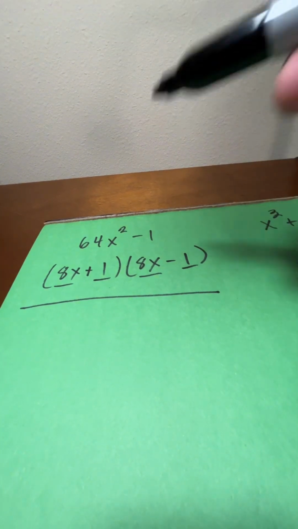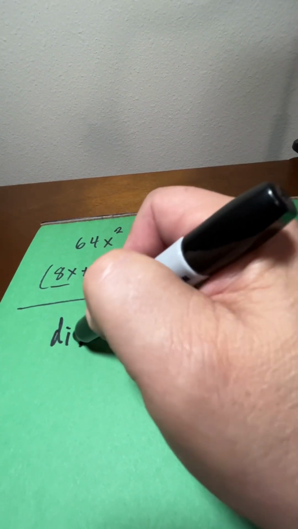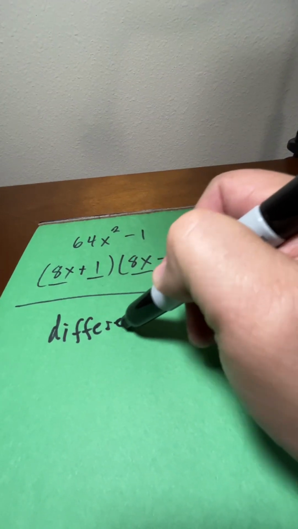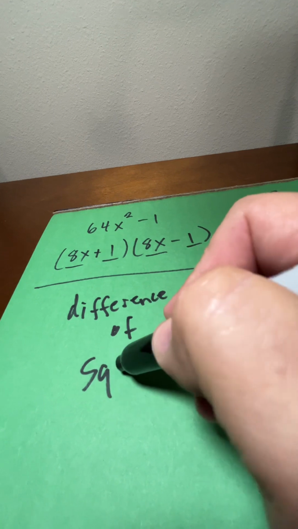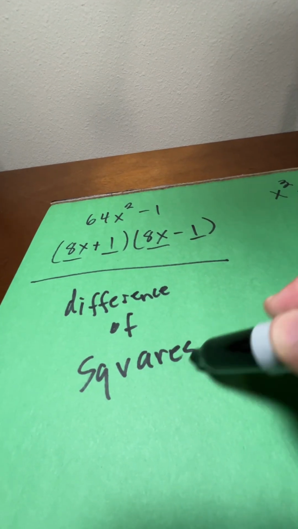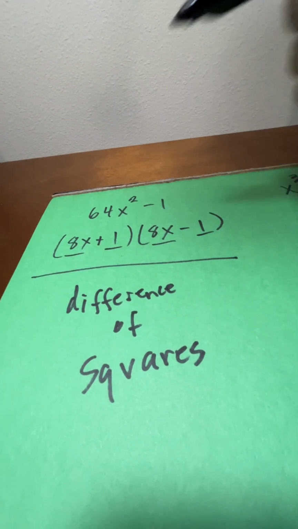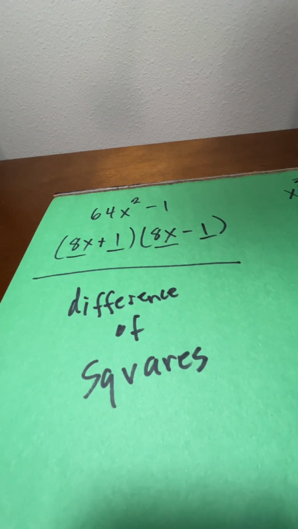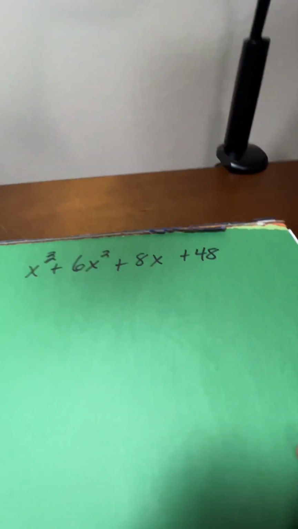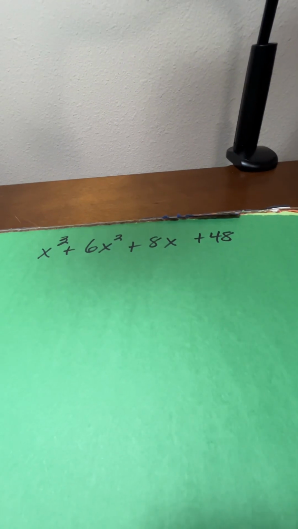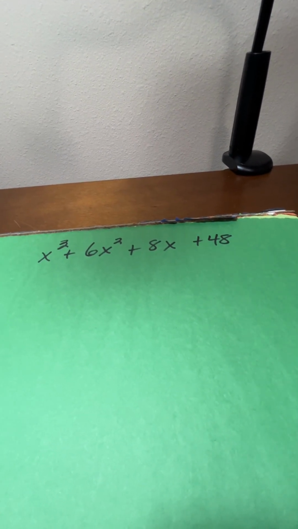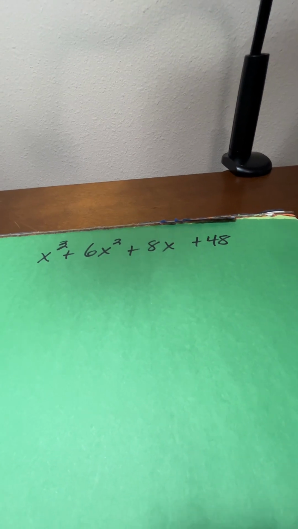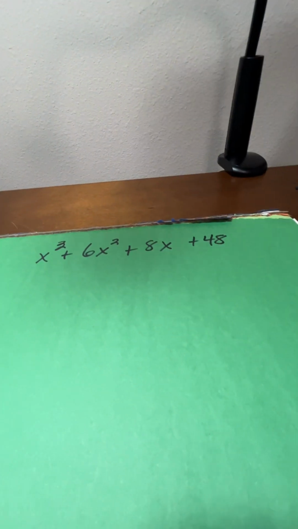It's called a difference of squares. It's a difference, it's subtraction of two perfect squares. So that's that. Over here, notice this is not two terms. This is not a difference of squares because for a lot of reasons. We don't have a difference and we don't have two perfect squares. Instead, we have four terms.